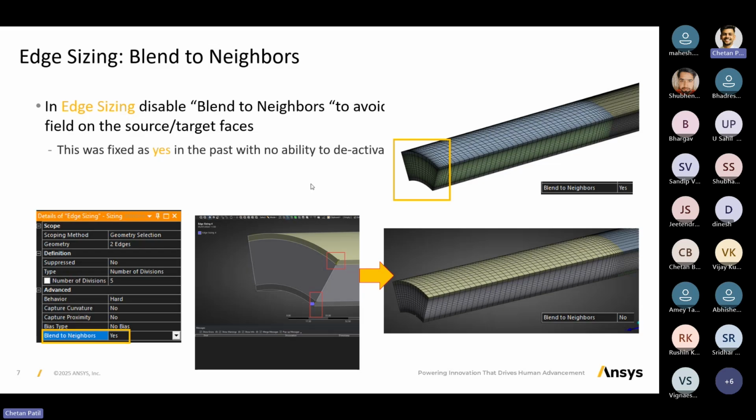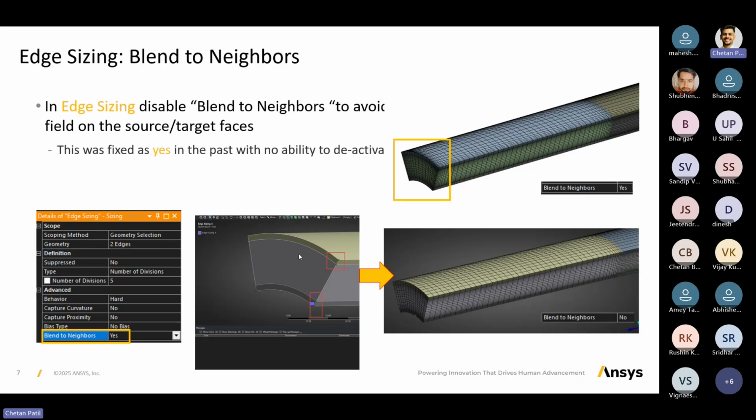So as you can see in these two images, when we use the blend to neighbor option set to yes, which was even enabled in the previous version, the mesh near the particular edges was also getting affected by the edge sizing that was locally applied. Now, in the latest version, when you disable this option, the mesh will not get affected.